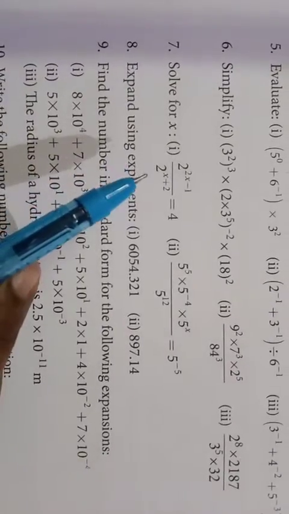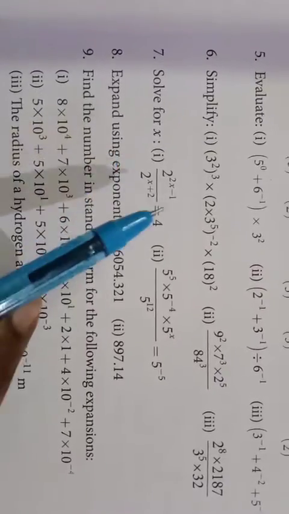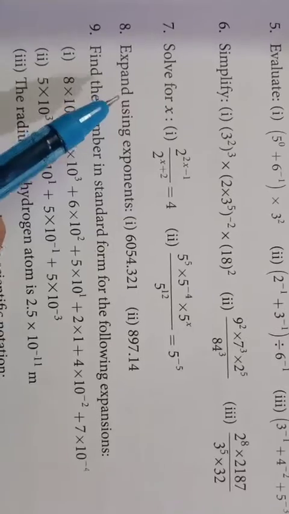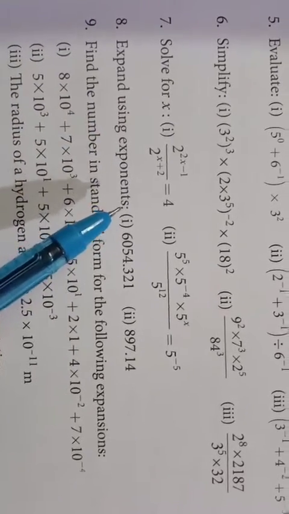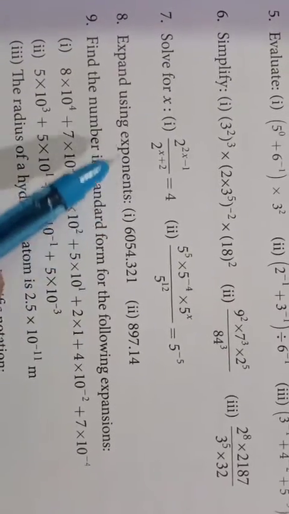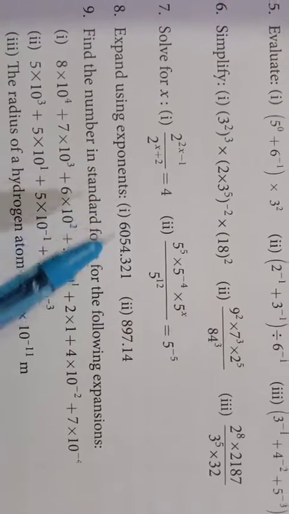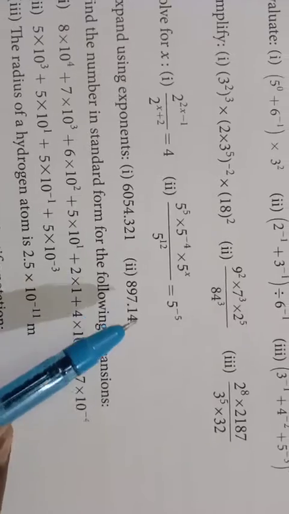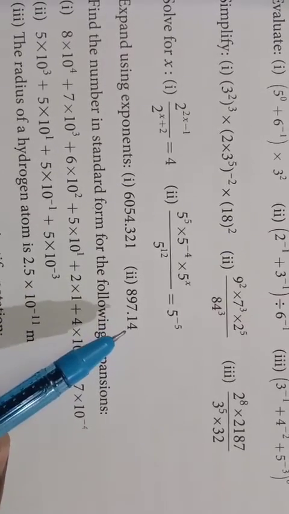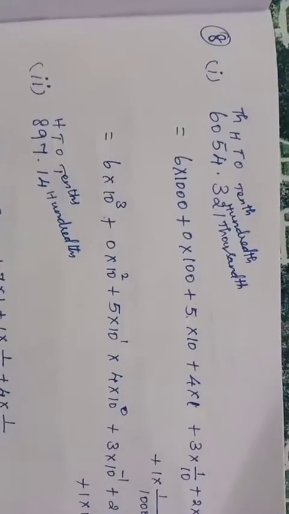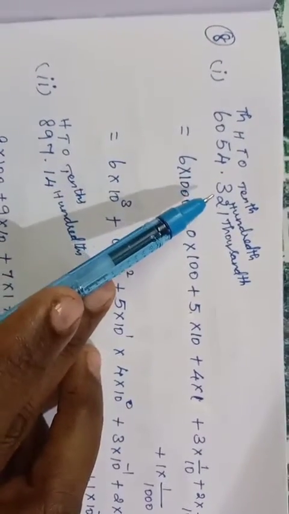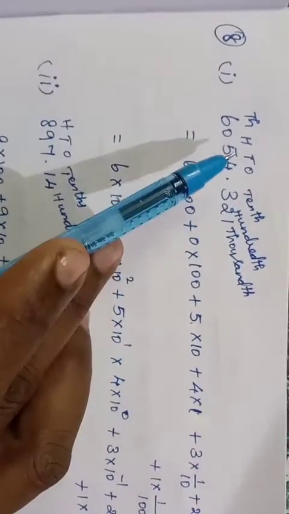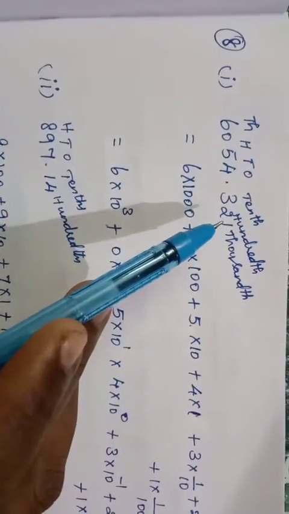Students, in the previous video you learned the third problem to the seventh problem in exercise 1.6. Now, the eighth problem: expand using exponents. We have to expand using exponents, that means powers, for 6054.321 and 897.14. Now you have to use the place values for the integral part separately and the decimal part separately.